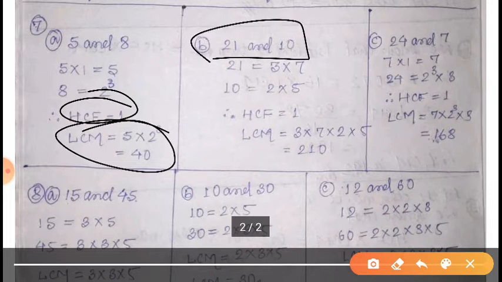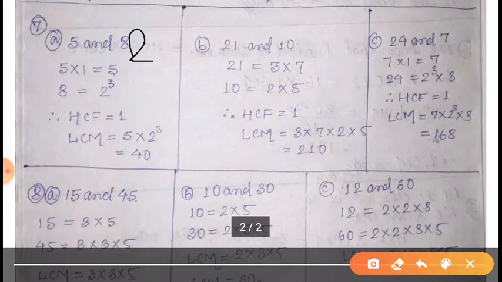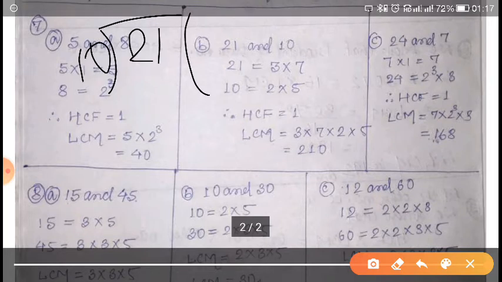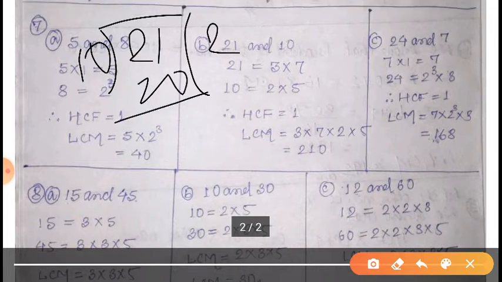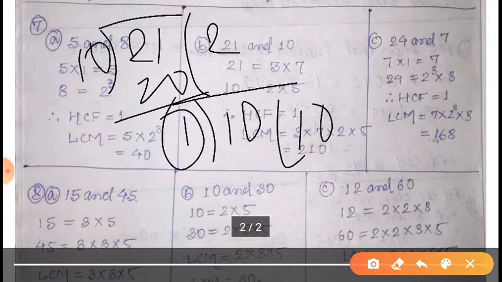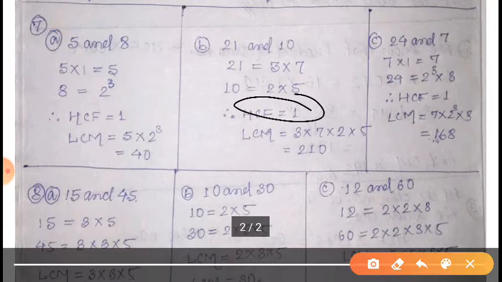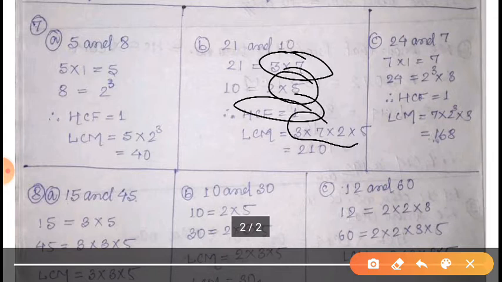In the same way, you can do this one also. To find the HCF, 21 divided by 10. 10 2s are 20, so you will get 1 remainder, divided by 10, again you will get 1. So the HCF is 1. And for the LCM, it is very simple. In place of 21, we can write 3 into 7, and in place of 10 we can write 2 into 5. So 3 into 2 into 5 into 7, which is 210.